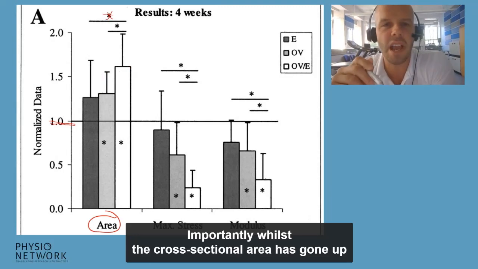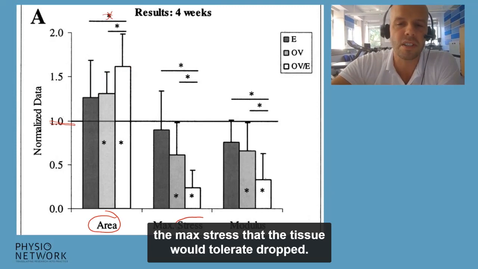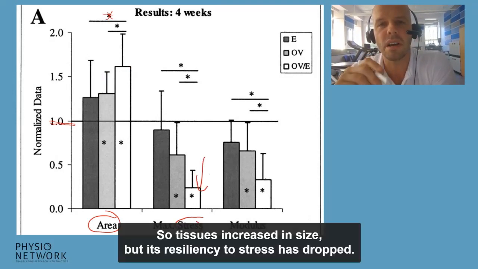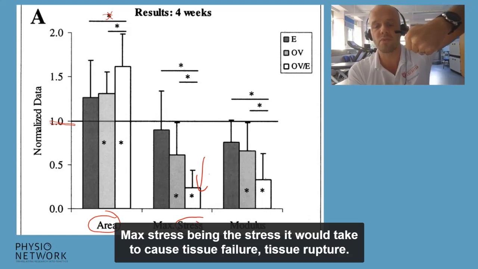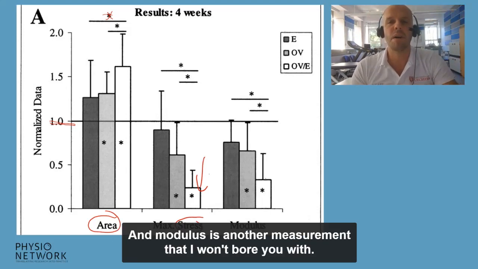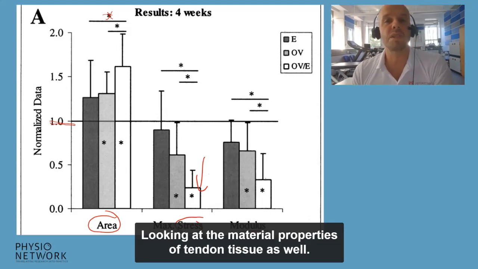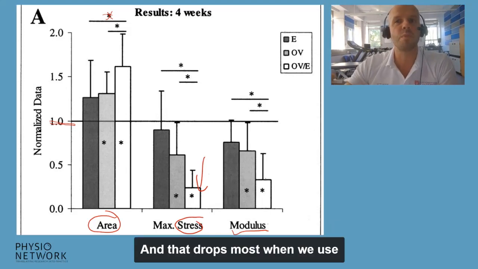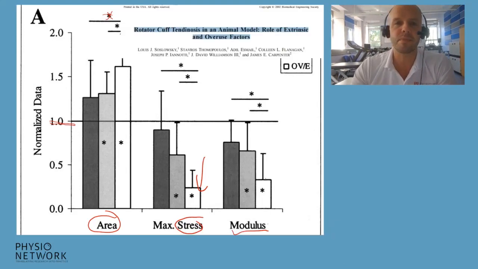Importantly, whilst the cross-sectional area has gone up and people say the tissue is therefore stronger, the max stress that the tissue would tolerate dropped. So the tissue increased in size, but its resiliency to stress has dropped. Max stress being the stress it would take to cause tissue failure, tissue rupture. And modulus is another measurement that I won't bore you with, looking at the material properties of tendon tissue as well. And that drops most when we use this combination of compressive and tensile loads.